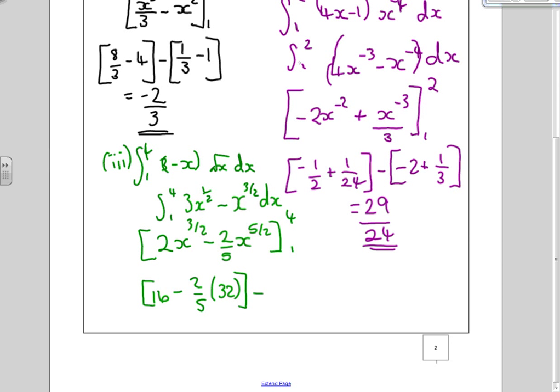And then I need to subtract the evaluation at 1. So that's 2 lots of 1 minus 2/5 lots of 1. Because 1 to the power of anything gives us 1. So when I put them together, I end up with an evaluation of 8 over 5.